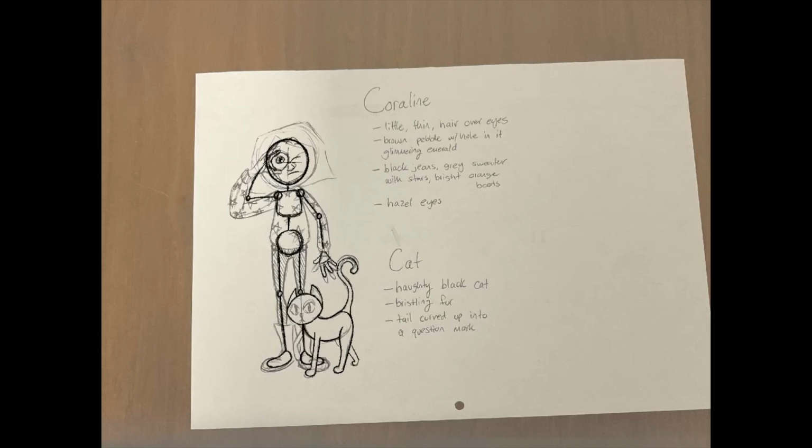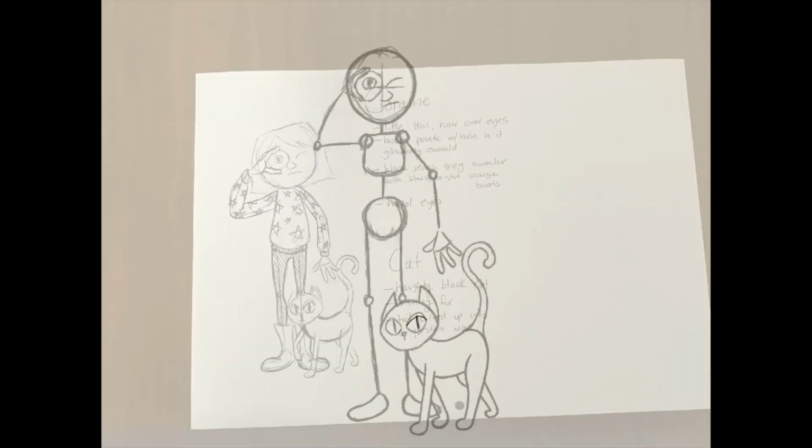And of course I had to have her hazel eyes, and then I also wanted to have the brown pebble with the hole in it that glimmers emerald. So I thought those would be fun. And for the cat, I have my notes here showing that it is described in the book as a haughty black cat, with some bristling fur, and their tail curls up in a question mark.